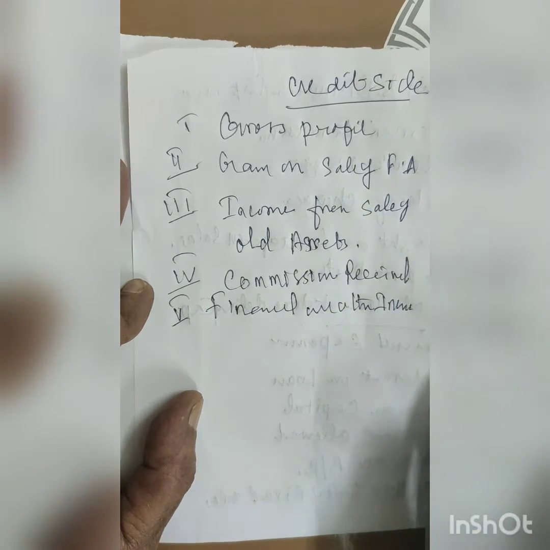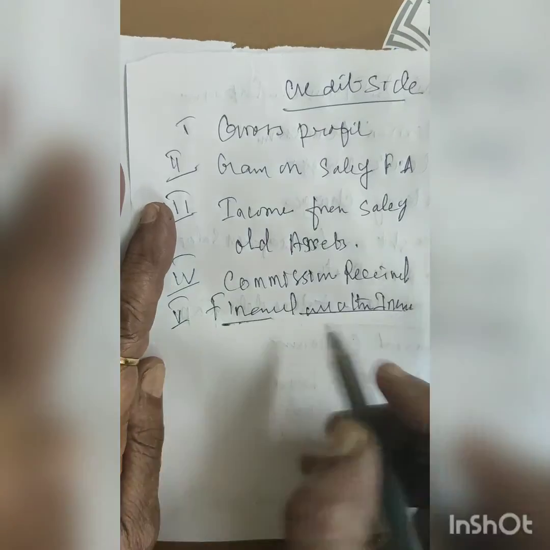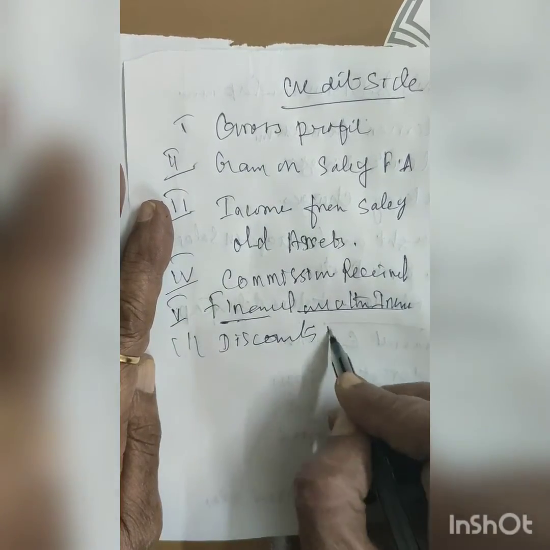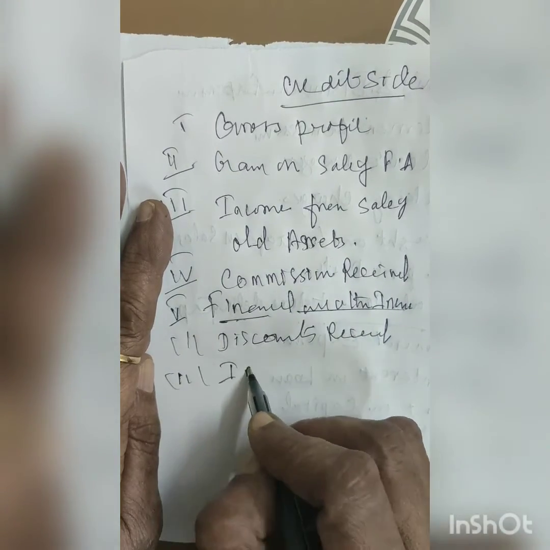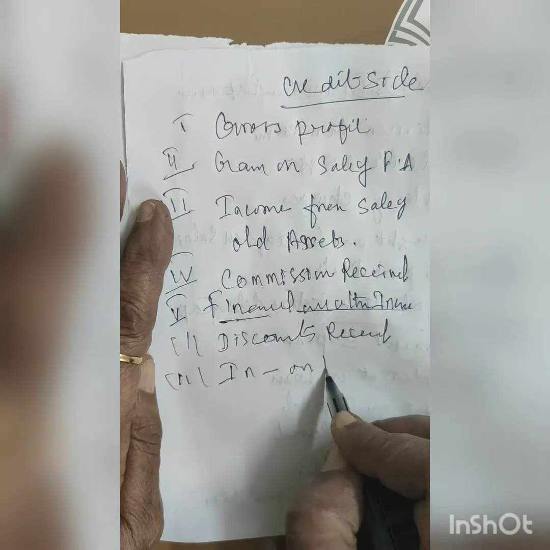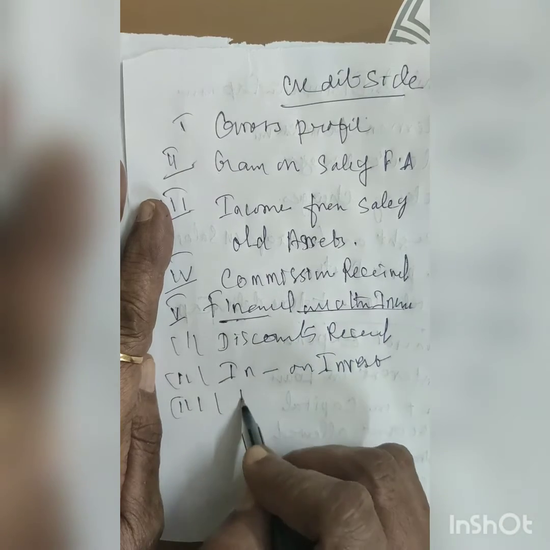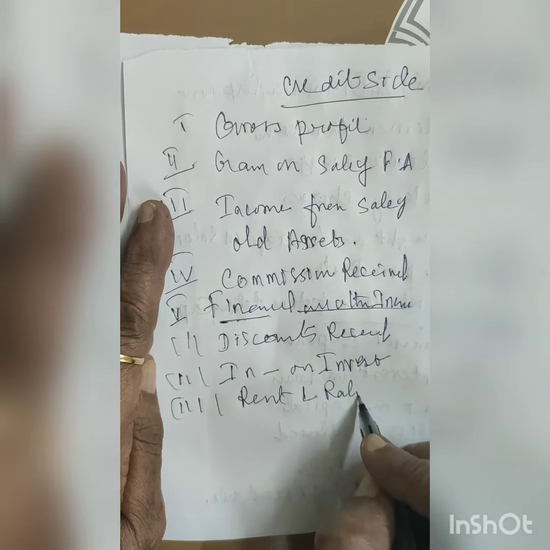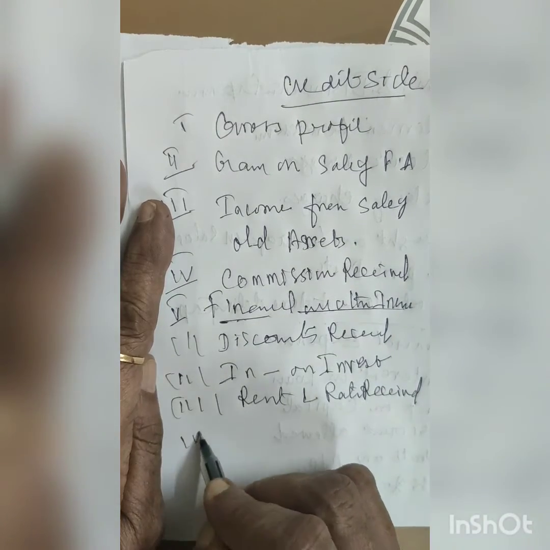Other than this, what are the other incomes? Let us see financial and other incomes. What all will be there? Number 1, discounts received. Already we have discussed this. Number 2, interest on investments. And rent and rates received. If one has their own building, the rent and rates received.